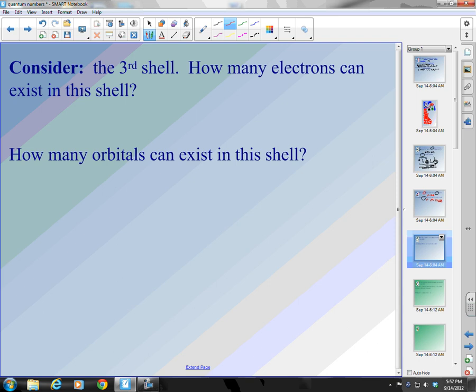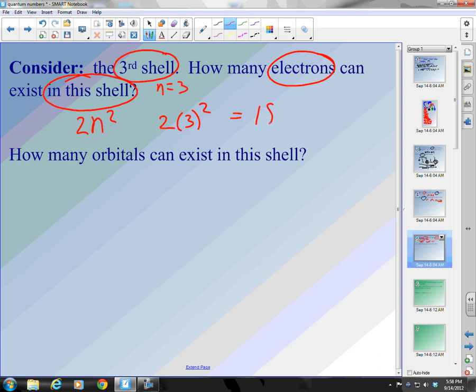All right, I'm back, and let's get some answers. I'm in the third shell. Third shell means n is equal to 3, right? How many electrons can exist in this shell? Well, what do we know? N squared is the number of orbitals. 2n squared is the number of electrons that can occupy this shell. And so I'd have 2 times 3 squared. 3 squared is 9, times 2 is equal to 18 electrons can occupy the third shell.